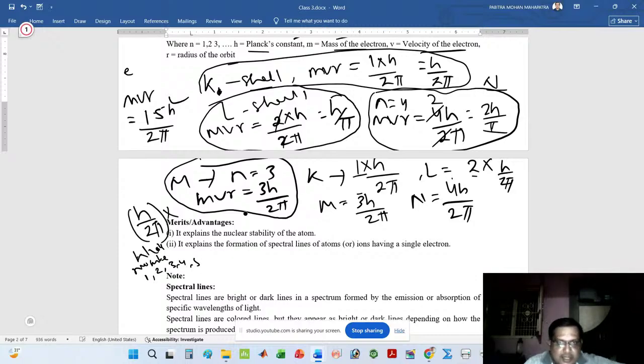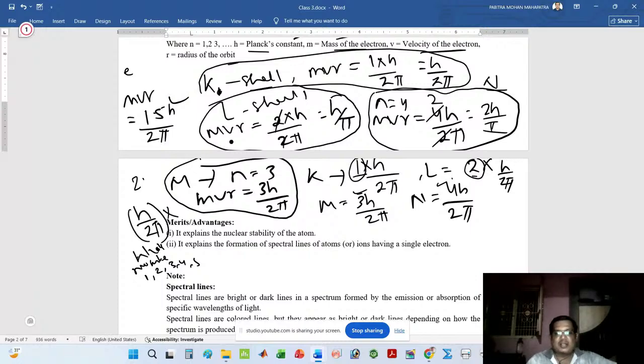For the K shell, the angular momentum is 1 into h by 2 pi, and the whole number is 1. For the L shell, the angular momentum is 2h by 2 pi, and the whole number is 2. For the M shell, the whole number is 3. For the N shell, the whole number is 4. Here there is no such thing as 1.5, 2.5, 2.1. Such digits are not allowed here.